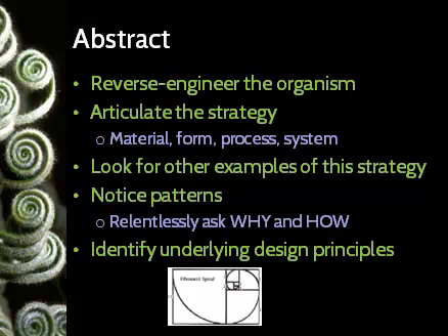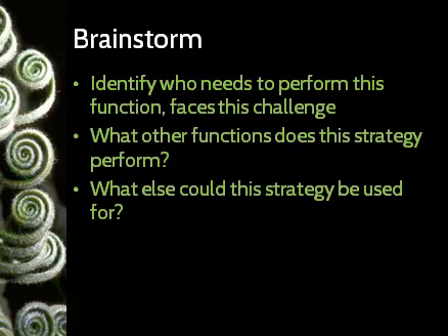One example is a spiral. We see the Fibonacci series spiral as well as a branching pattern based on that geometry all over nature. So that's one of those underlying principles. In this case, it's a form for accomplishing certain functions. So at the end of the abstract phase, you'll have articulated, you'll have described in technical terms what you're seeing in the organism. Once you have that, then you can brainstorm.